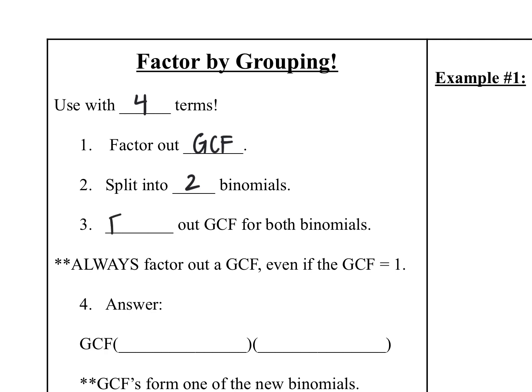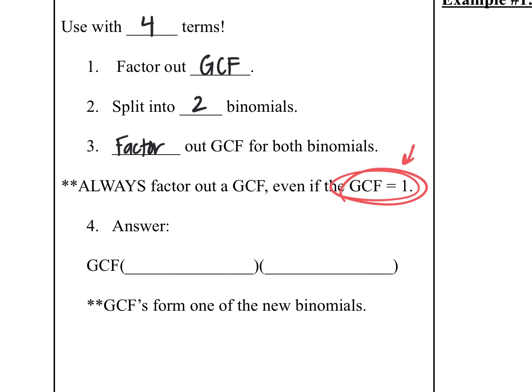Then we will factor out the GCF from both binomials, even if the GCF is only 1. Make sure you factor out that GCF of 1. And then for your answer, you'll have the GCF, your common factors, and your leftover factors. Okay, these GCFs form one of the new binomials that we take out up here.